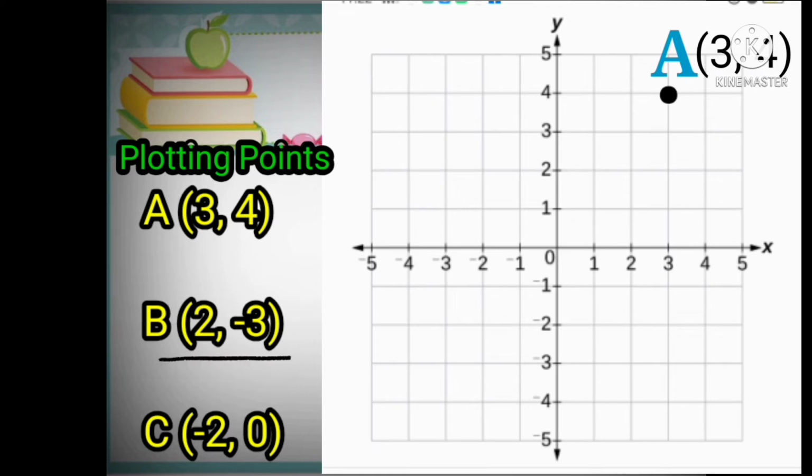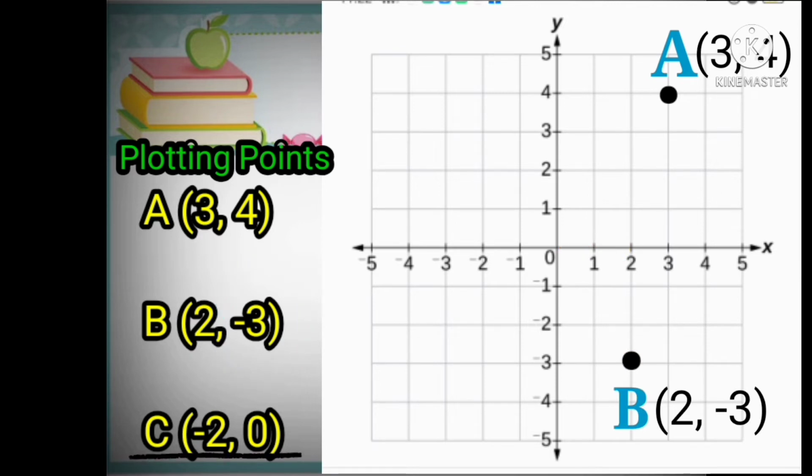For point B, (2, negative 3), positive 2 means from the origin we will move to the right 2 times. And negative 3 will tell us to go downward 3 times. So this is our point B.